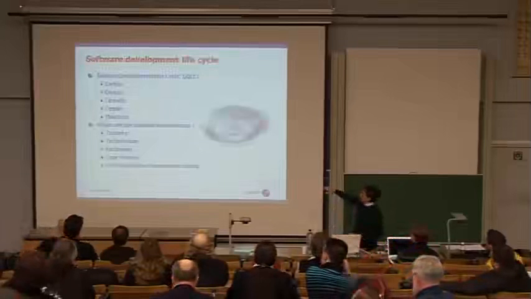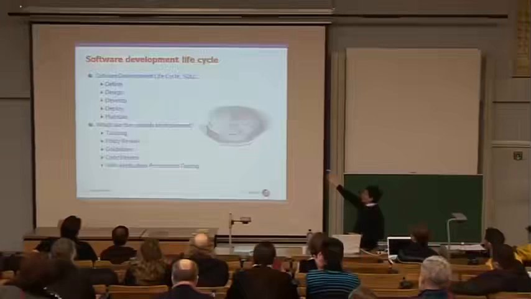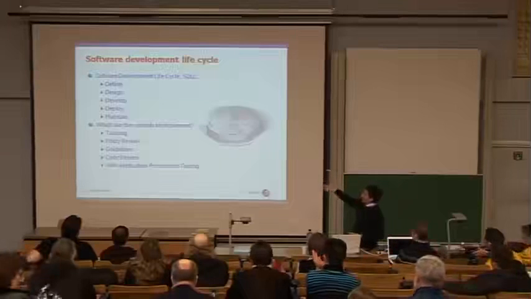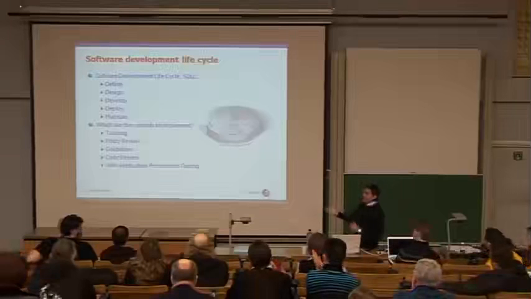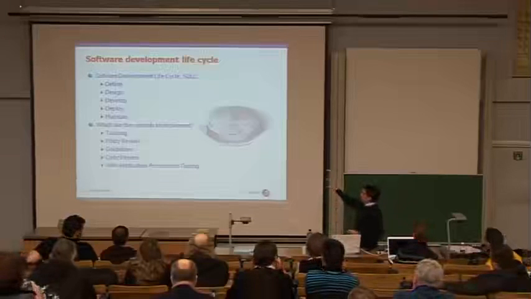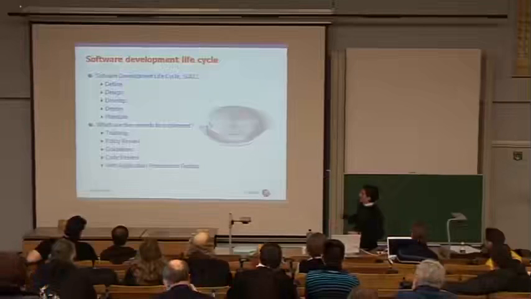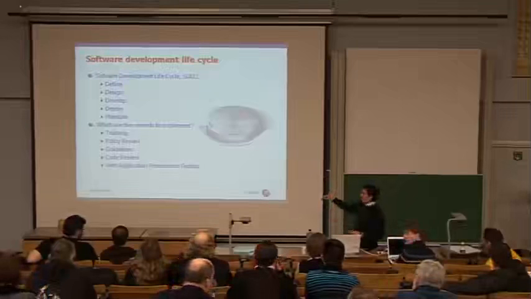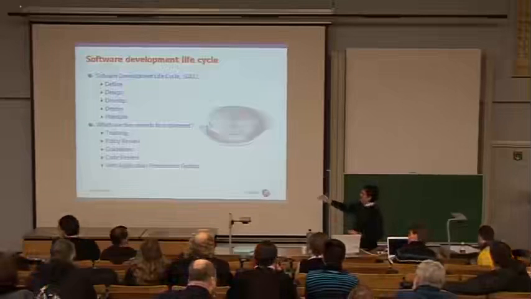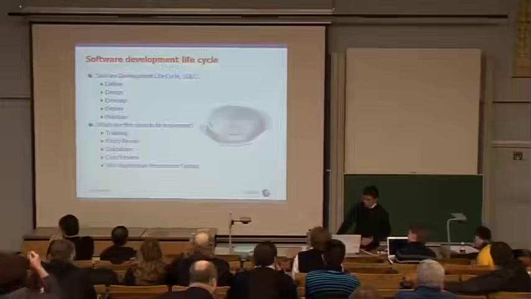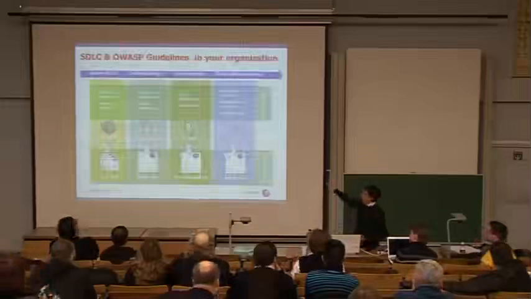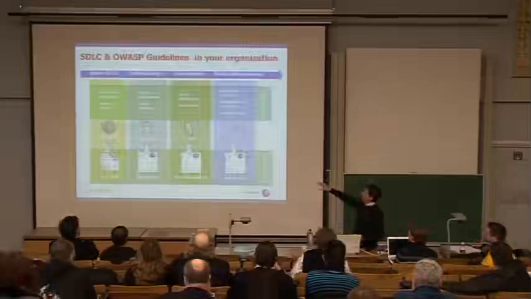Inside the software development lifecycle, we can divide into 5 phases: define, design, develop, deploy, and maintenance. The controls to implement are training the users, policy review, adopting guidelines, doing code review, and doing web application penetration testing. So here is the big picture about the SDLC and OWASP guidelines.